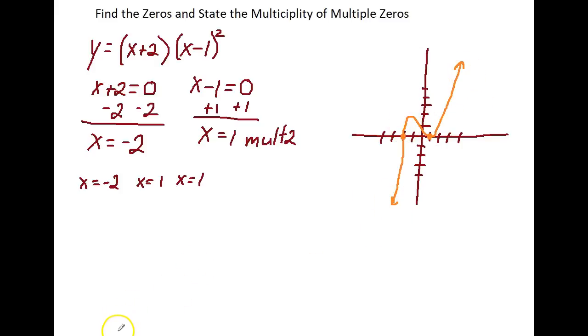So that's pretty cool. So remember, odd multiplicities cross the x-axis. Even multiplicities touch, turn around and go back.